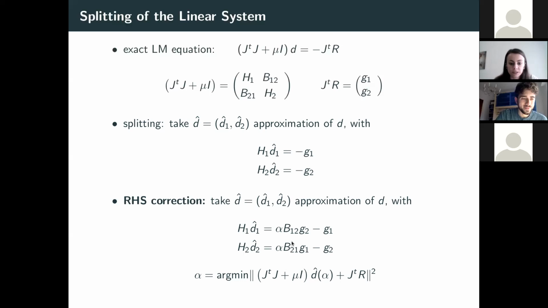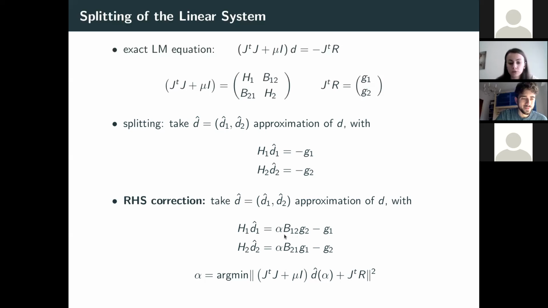So once we set this structure, this is the alpha that makes our direction the closest possible to the exact Levenberg-Marquardt direction. Now, this is just the basic idea. Of course, here I show just the case where we split in two. We can do this for an arbitrarily large number of sub-problems. We can also consider different forms for these right-hand side corrections. So here we are using the anti-diagonal blocks as they come.